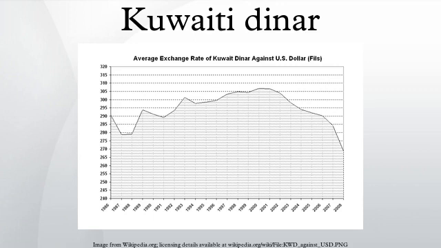The dinar is the currency of Kuwait. It is subdivided into 1,000 fils. History: the dinar was introduced in 1961 to replace the Gulf rupee. It was initially equivalent to £1 sterling.